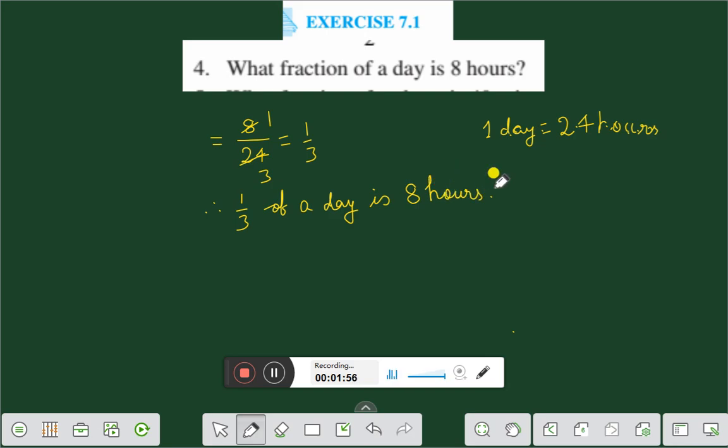Right? Again, what fraction of a day is 8 hours? We know that one day is equal to 24 hours. Right? Therefore, out of 24 hours, 8 hours. That's 8 by 24. Dividing by 8, 8 by 8 is 1 and 24 by 8 is 3, so 1 by 3. Therefore, 1 by 3 of a day is 8 hours. This is the solution of question number 4.